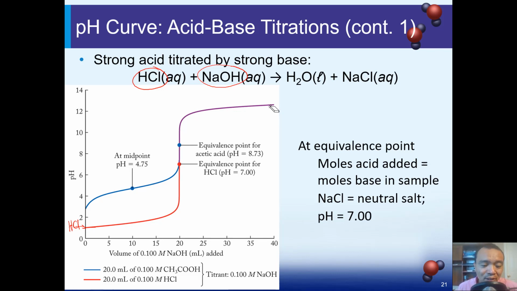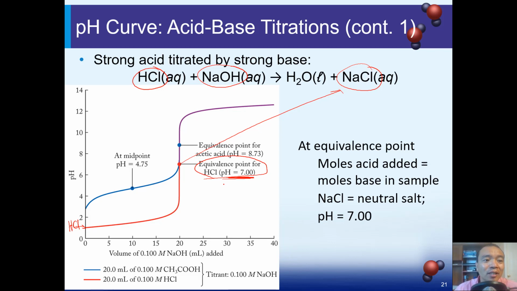One key feature you need to pay attention to is the so-called equivalence point, which is defined when equal amounts of acid and base have been mixed. At this point, everything has been converted to NaCl. As we know, NaCl is the only product at the equivalence point. Since it's NaCl, that's neutral. So at the equivalence point for a strong acid-base titration, pH is 7.